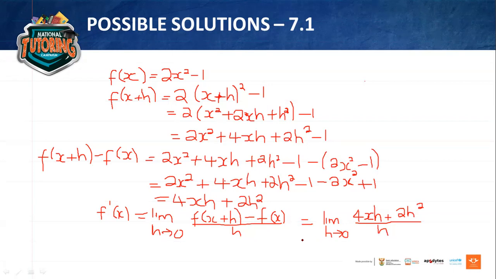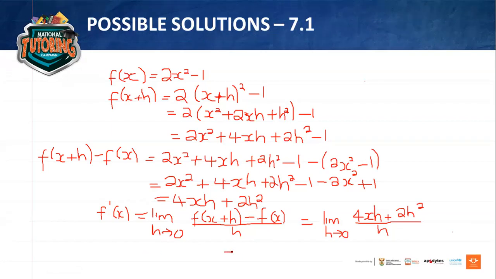Then you take out h as a common factor. So you have a limit where h tends to 0. When you take out h as a common factor, there is h, and of course here you're going to be left with 4x plus 2h. Or we can even write it below, so let's put it right here.